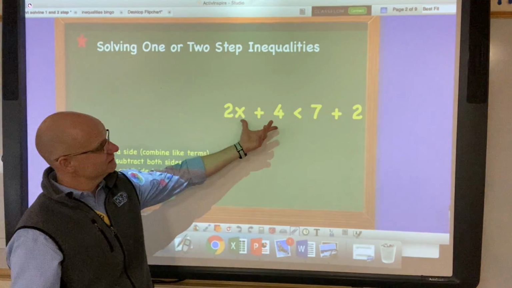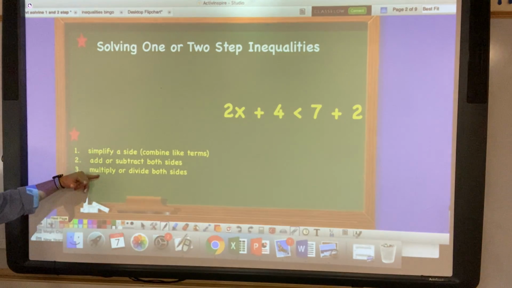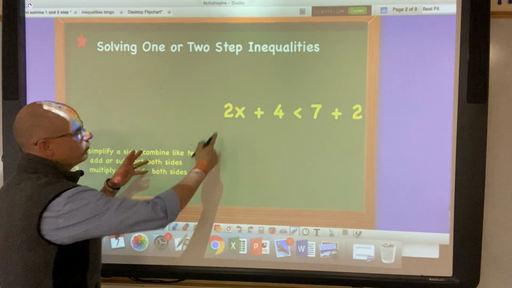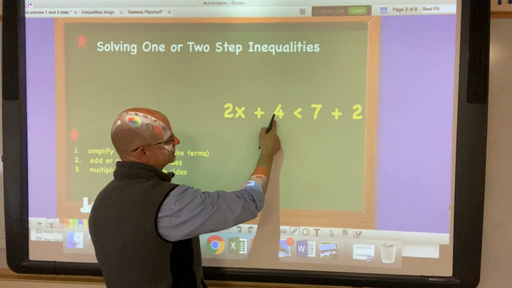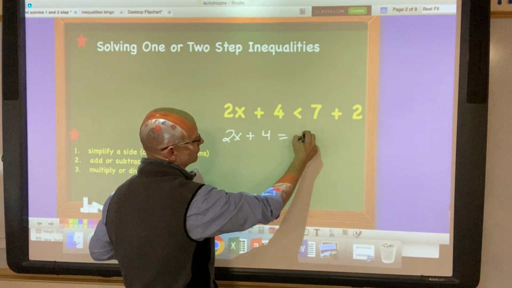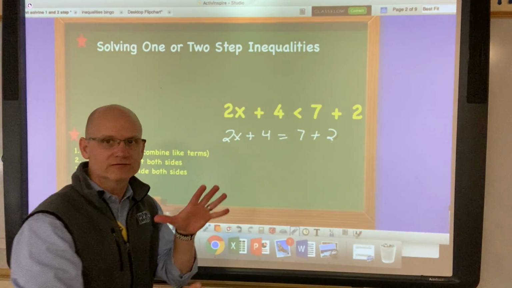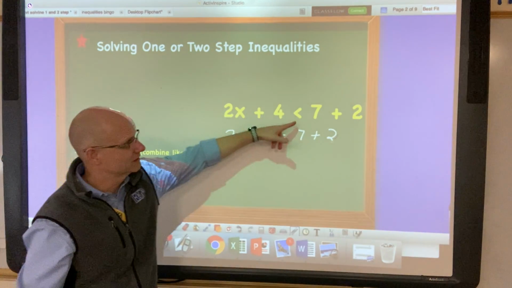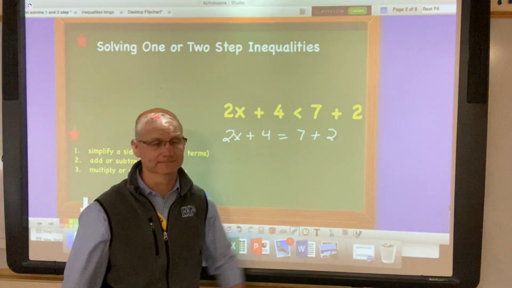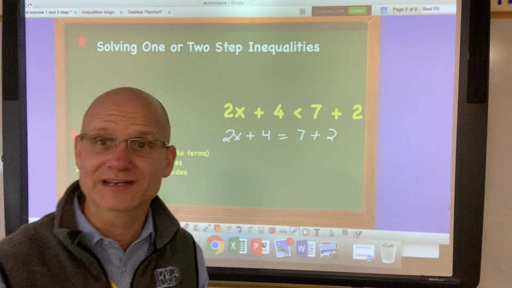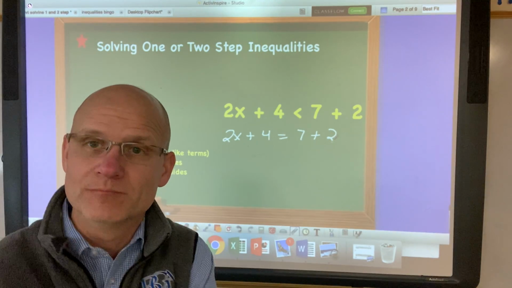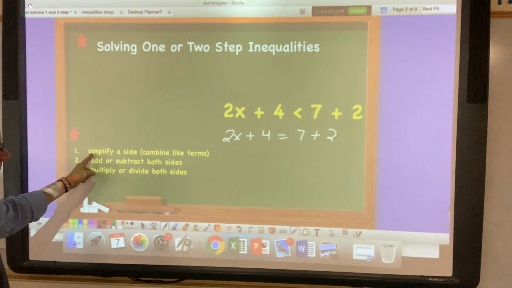So here is an inequality. And I list over here the steps, okay? And you can write those down in a second. But let's just talk about what if, instead of saying 2x plus 4 is less than 7 plus 2, the problem said 2x plus 4 equals 7 plus 2? So what's the difference? Well, you went from an inequality, because of the less than symbol, to an equation, because of the equal symbol. When you're solving an equation, which we discussed the first semester, the very first thing you want to do is simplify the sides, which means combine your like terms. So that's what I wrote first, simplify the sides.